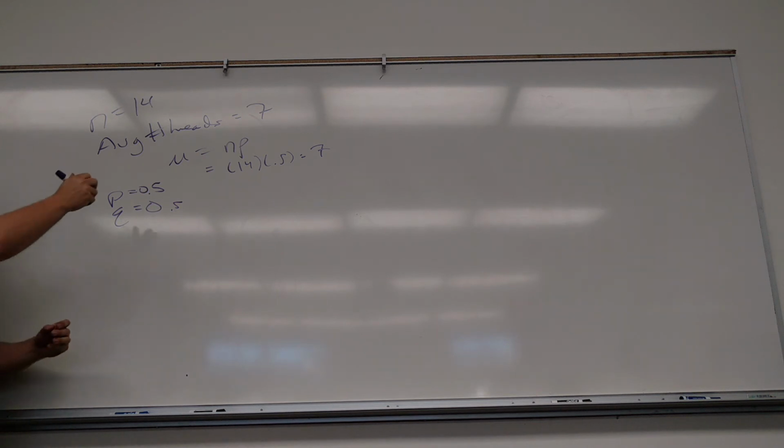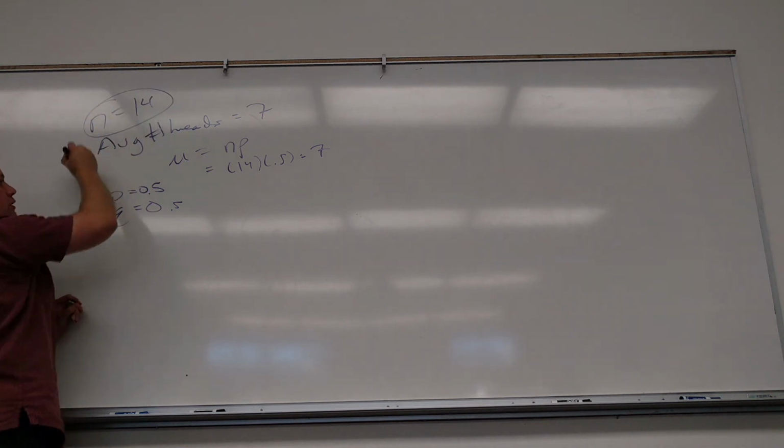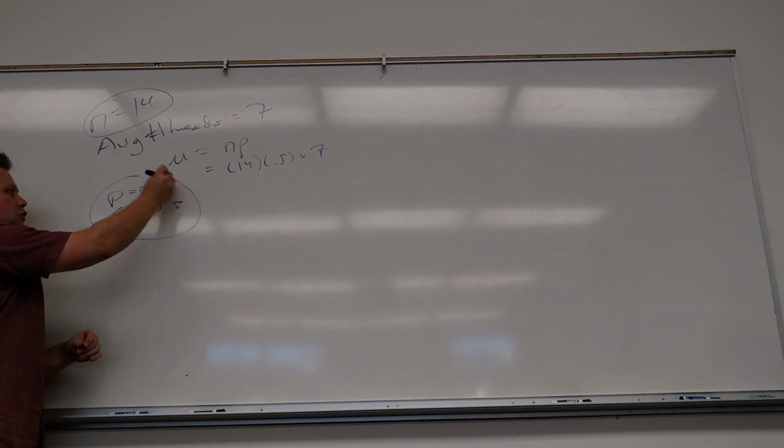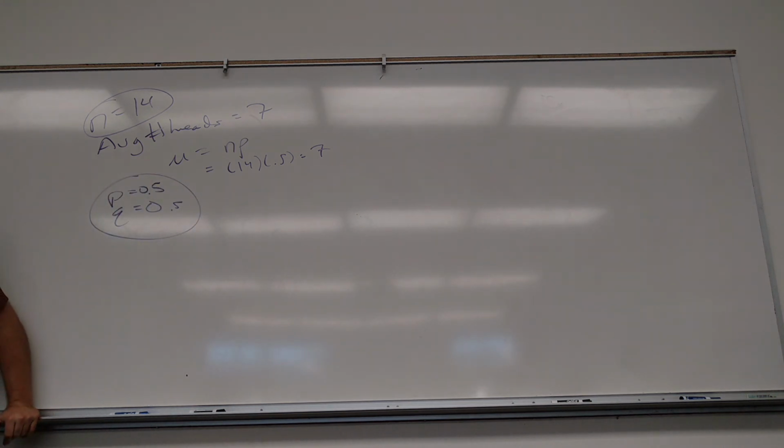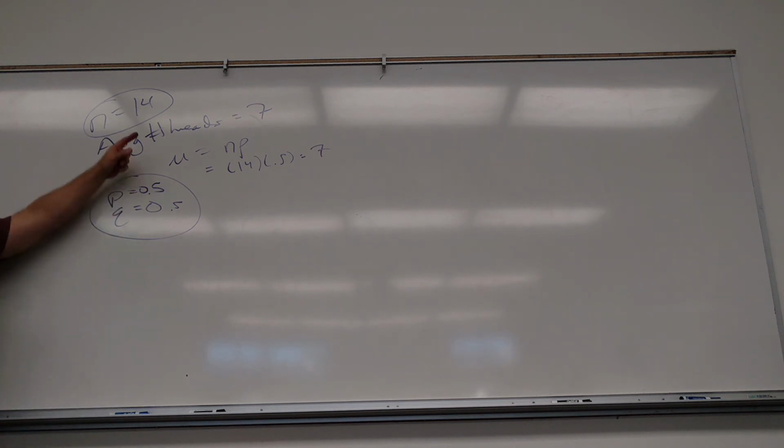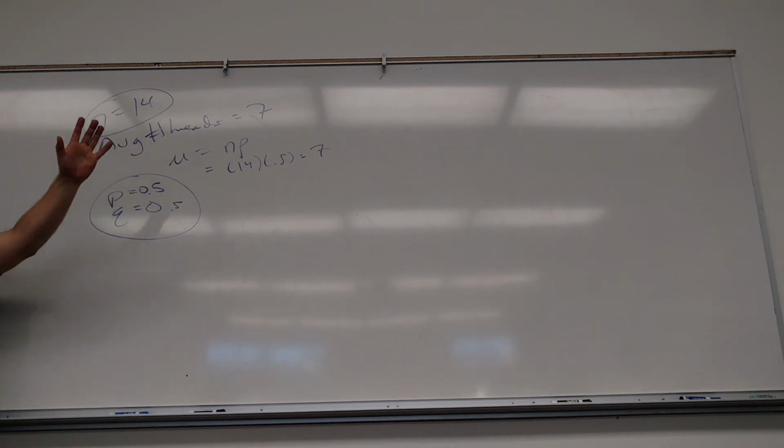What do I have already? I have n is 14. I have p and q are 0.5. So what formula do I use? 14C7. Yes, this is a binomial situation here, right? How many outcomes could there be? 2. Heads, tails. Binomial. Okay, cool.